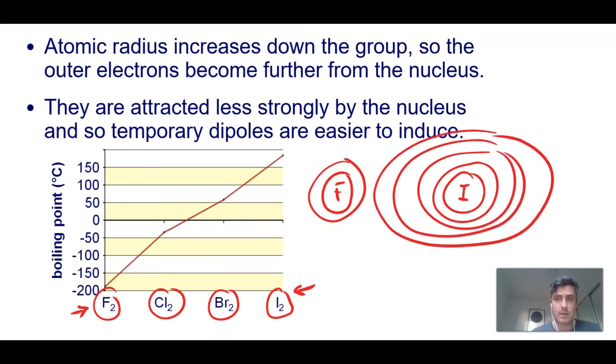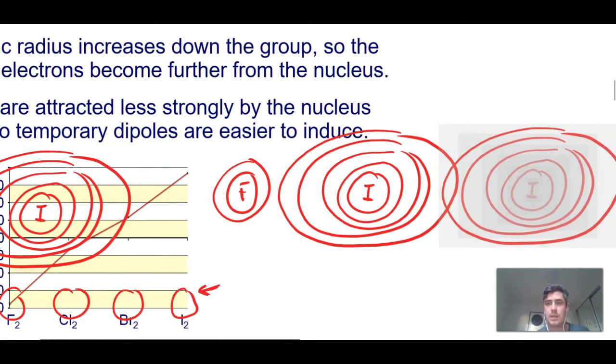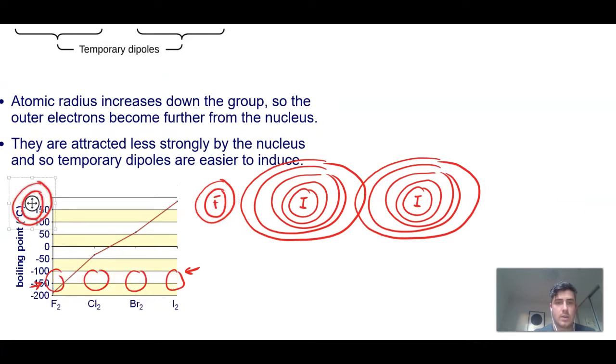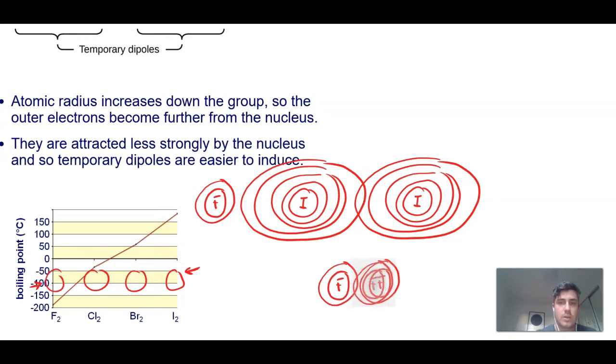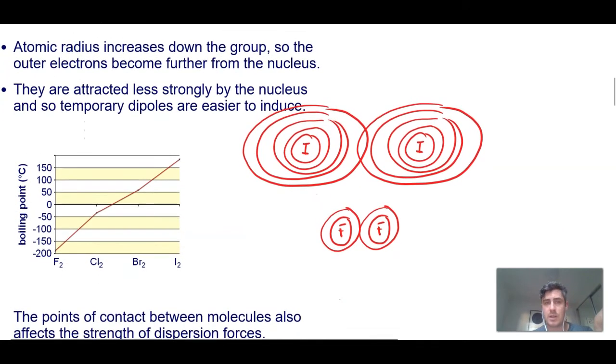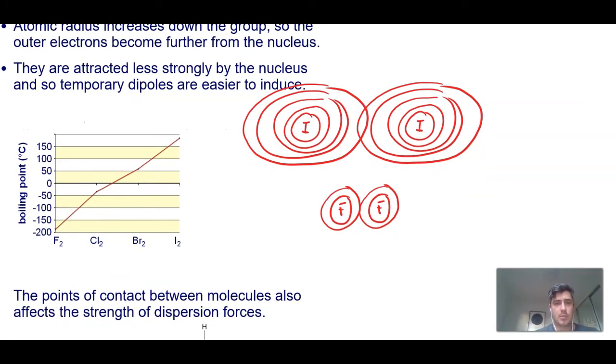And so the electrons on the outside of an iodine molecule, so obviously we've got 2 of these. Let's just copy paste that. Okay, so that's your iodine there, versus your fluorine. And so you can see that the electrons are much further away from the nucleus and therefore are able to induce a temporary dipole more easily. So that's the trend in boiling points there.